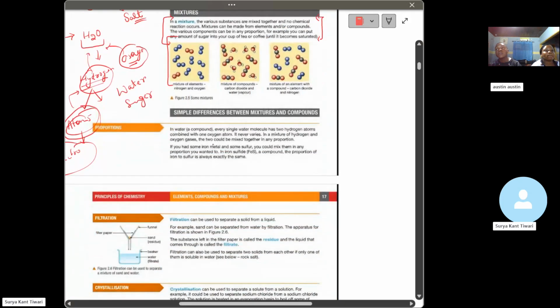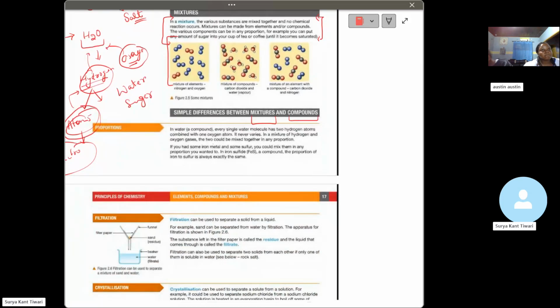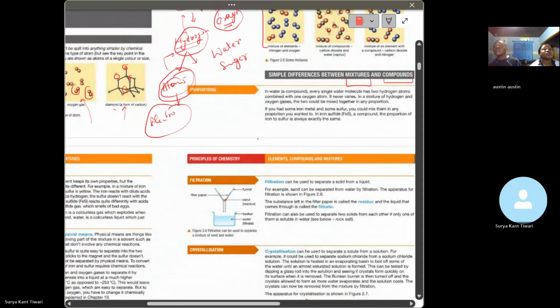After that, you have the difference between mixtures and compounds. What is the difference between mixture and compound? You already know. Mixture means randomly mixed. Compound means proper formula.